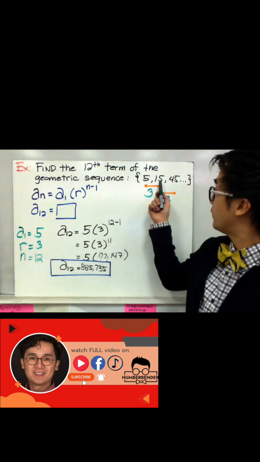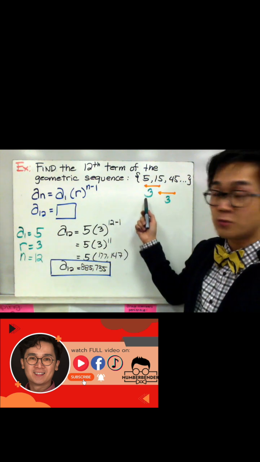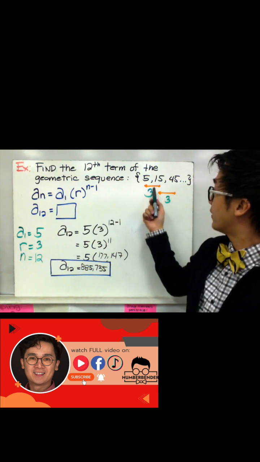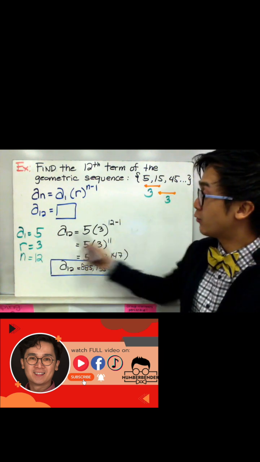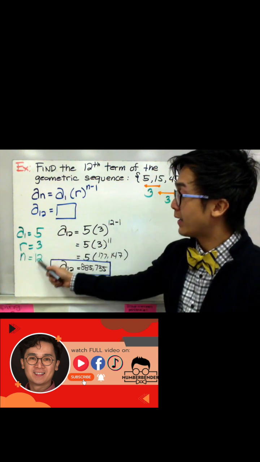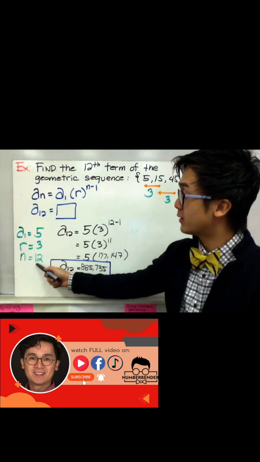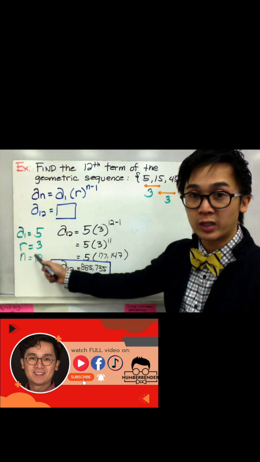Now, r we will verify if it's the same. So if we divide 15 by 5, that gives us 3, and 45 divided by 15 is also 3. So therefore, r is equal to 3, and n is equal to 12 because it's the 12th term of the sequence that we are looking for.